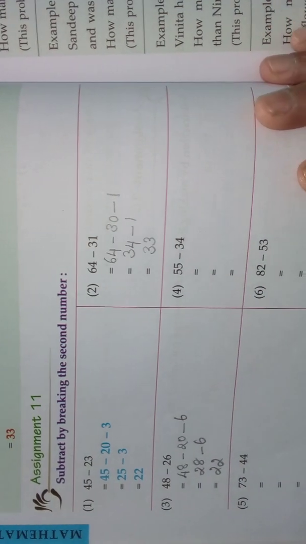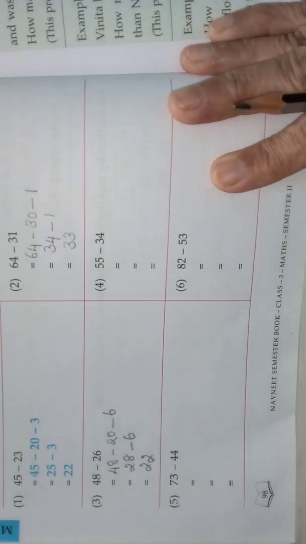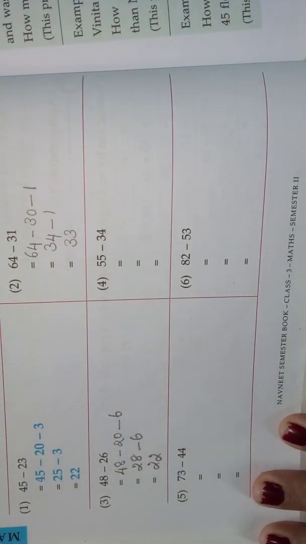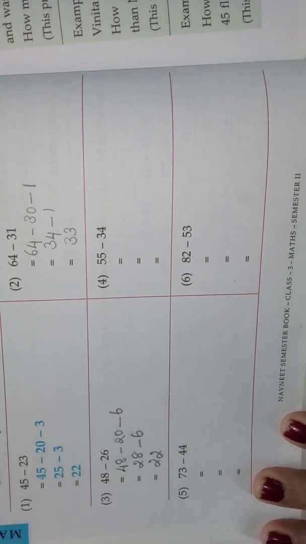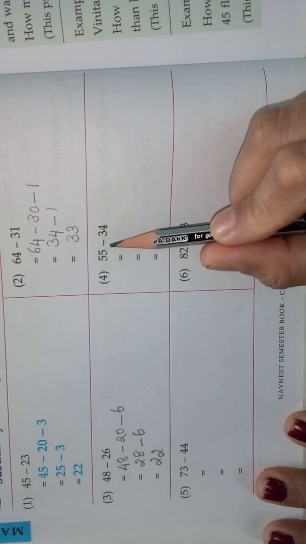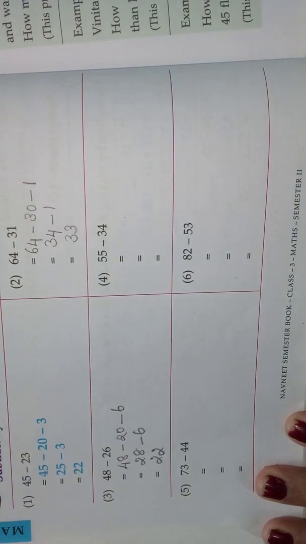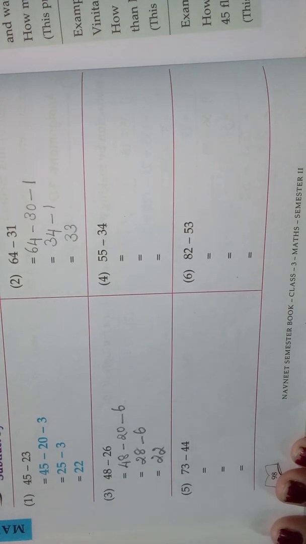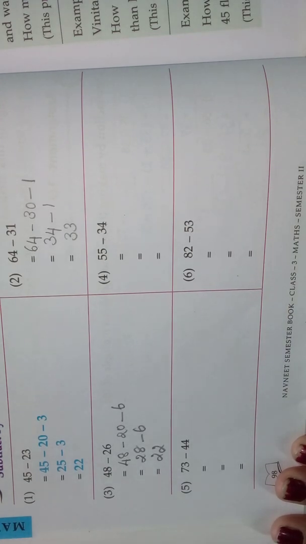Clear children? Understood? So, in this way we can do subtraction by splitting the numbers. See here, minus 34, we can make it minus 30 minus 4. Here minus 44, we can make minus 40 minus 4. In this way we can break the second number and we can subtract. Okay, do the remaining sums children.